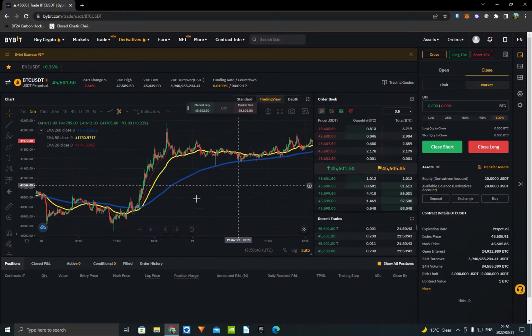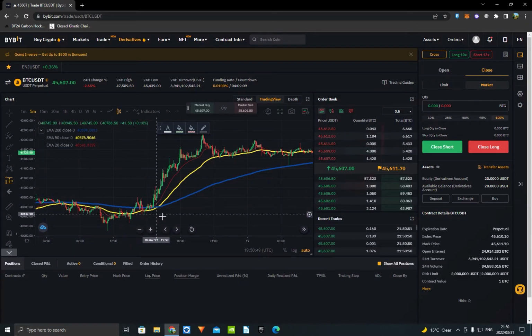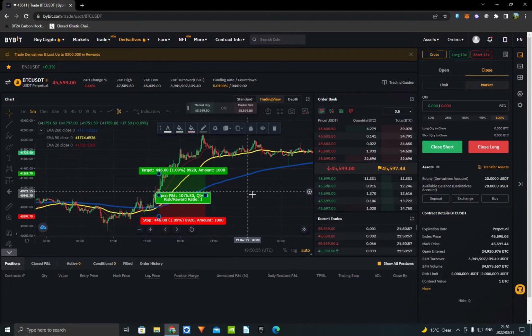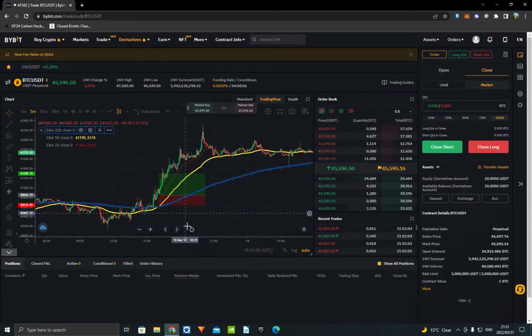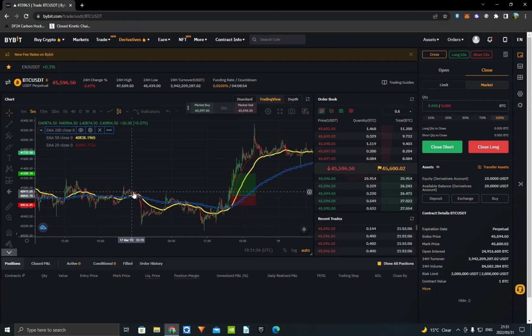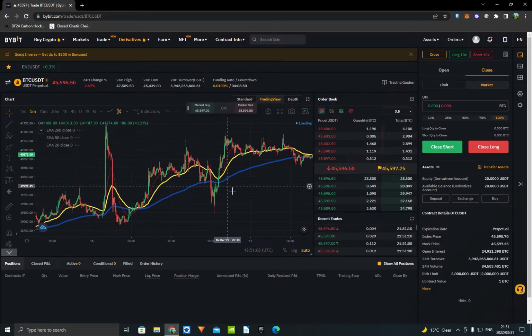But yeah, this would have been an entry for us, because the red line is above the yellow line is above the blue line. So we would have entered right here, when the red line was above the yellow and the yellow was above the blue line, so that would have been right there. Enter there, put our stop loss at 0.5%, put our take profit at 1%, and this would have been a winning trade, easy. Now let's go to another one, another long position.